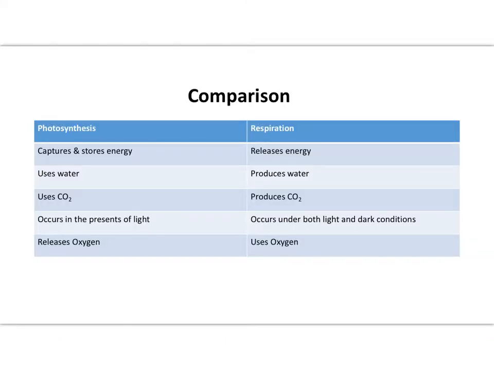This table summarizes the differences between photosynthesis and respiration. Where photosynthesis captures light energy and converts it into a plant usable energy, respiration releases that energy. Photosynthesis uses water and carbon dioxide, respiration produces them. And while photosynthesis releases oxygen, respiration needs and uses oxygen.